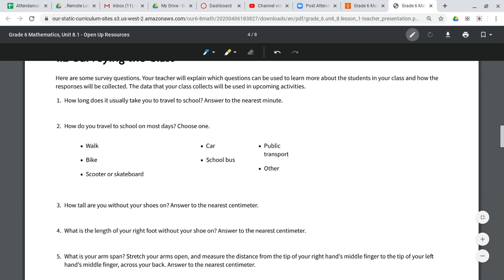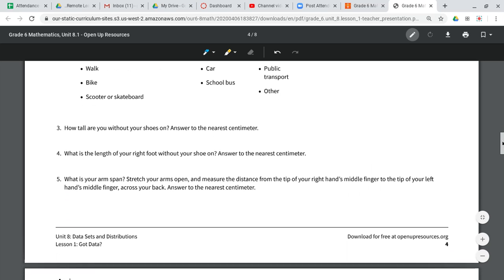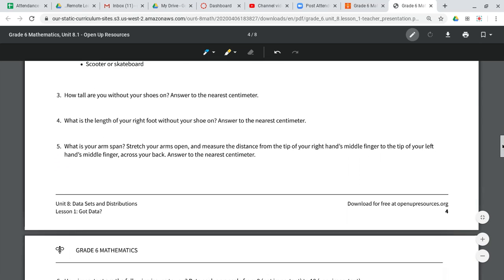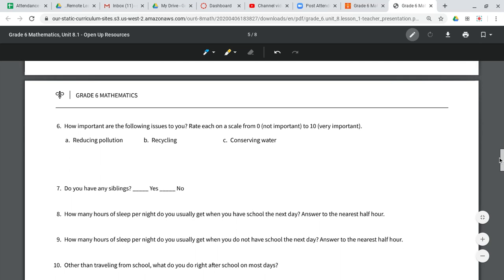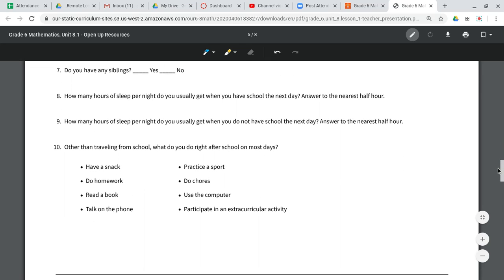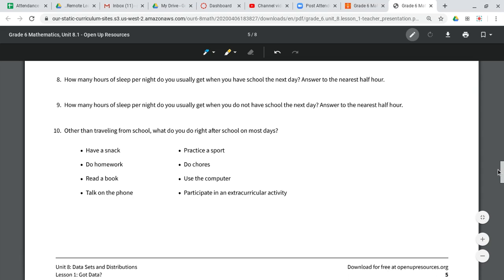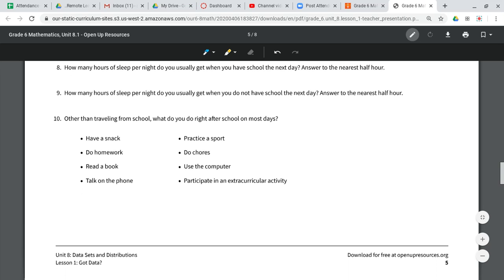How long does it usually take you to travel to school? How do you travel to school on most days? How tall are you without your shoes on? What is the length of your right foot without your shoe on? What is your arm span? How important are the following issues to you? Do you have siblings? How many hours of sleep per night do you usually get when you have school the next day? How many hours of sleep per night do you usually get when you do not have school the next day? And other than traveling from school, what do you do right after school on most days?